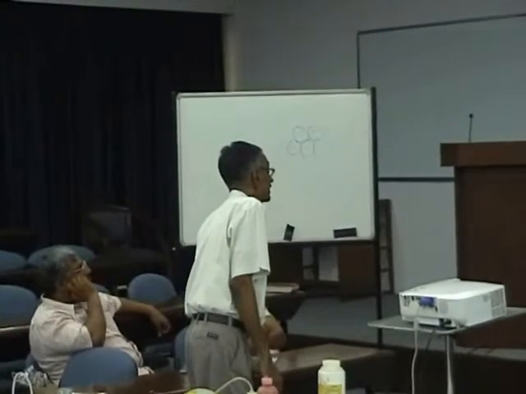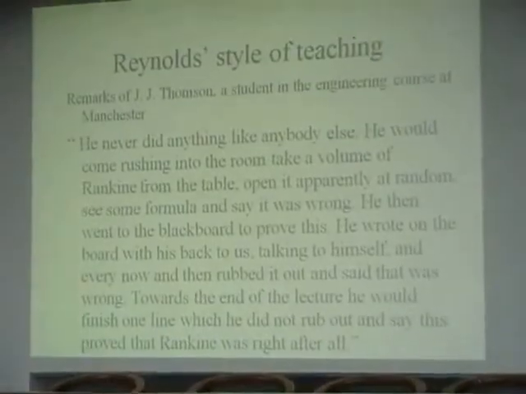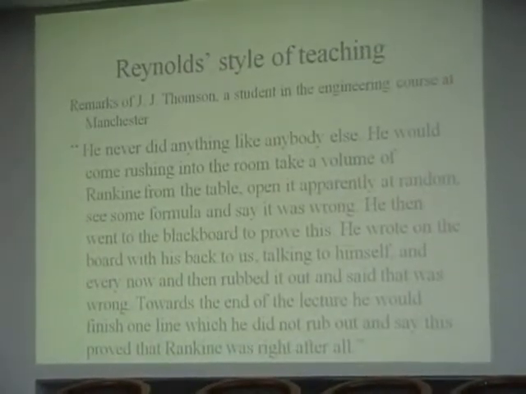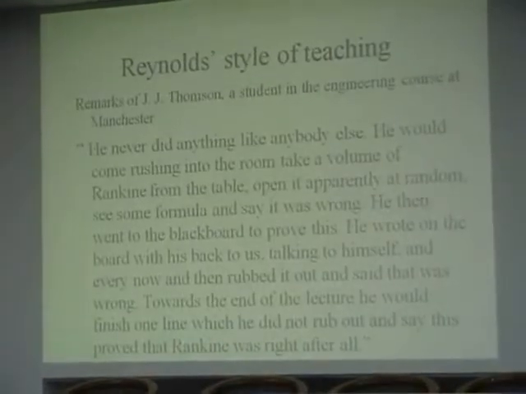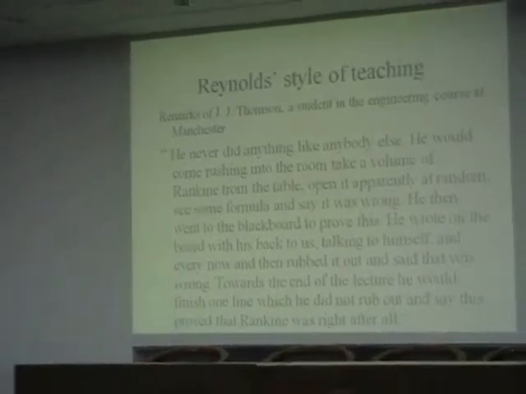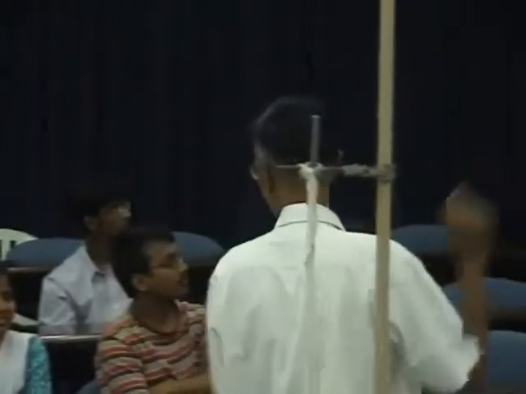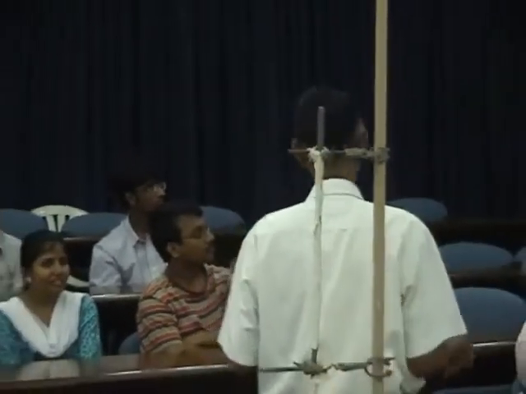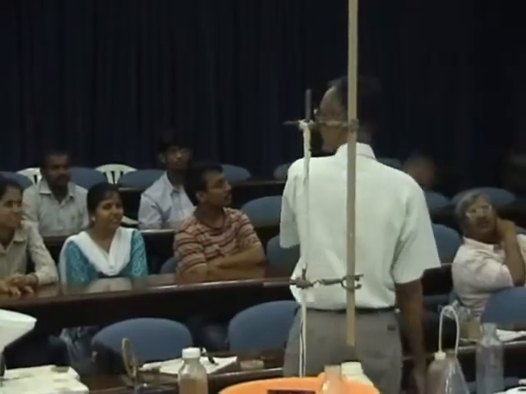Okay, I must say something about Reynolds. There's a very amusing statement here by one of his students, J.J. Thomson, on how he used to teach. I am not recommending that we should follow this, but since he was very different from others, what he did is he came rushing into the room and there were books of Rankine on the table. He would take out one and say some formula is wrong. So the rest of the class would be spent trying to prove it's wrong. But he won't discuss with the students; he'll face the board and go on writing and dropping out. Finally, towards the end, he'll write one line and say, this proves Rankine is right, and he'll go away.